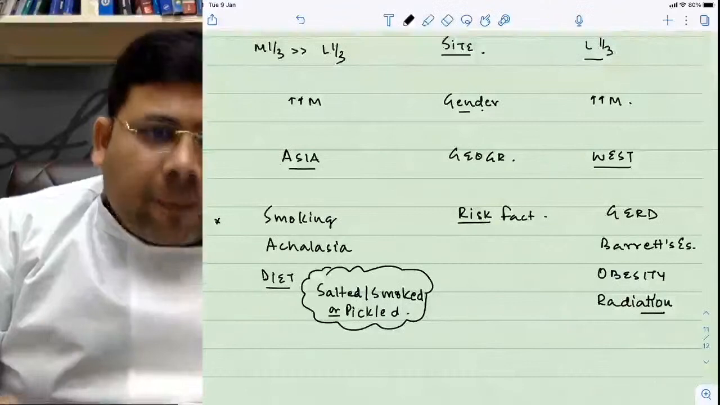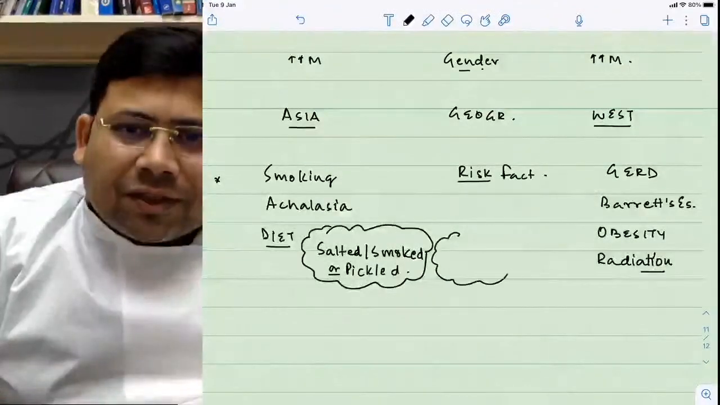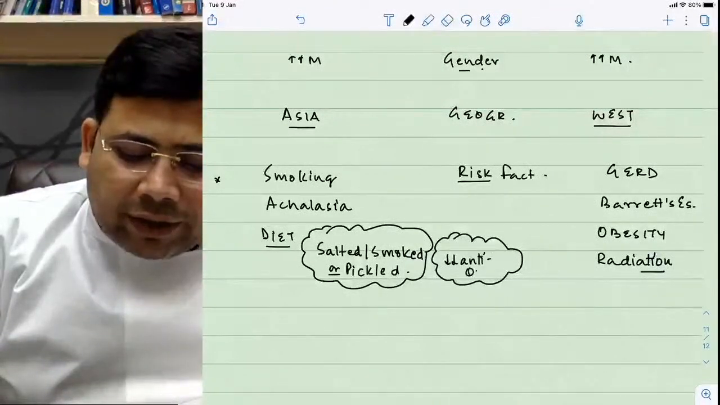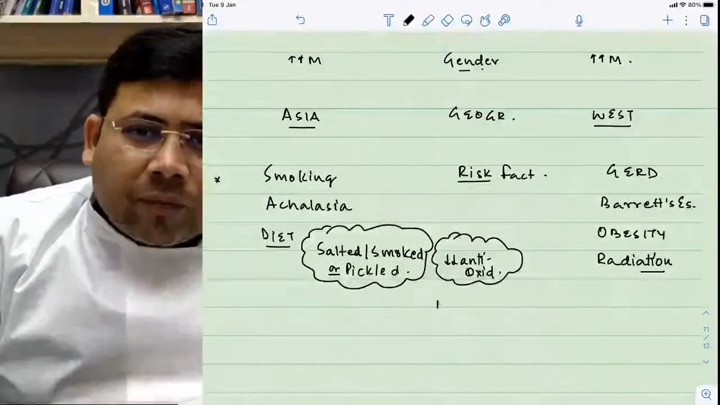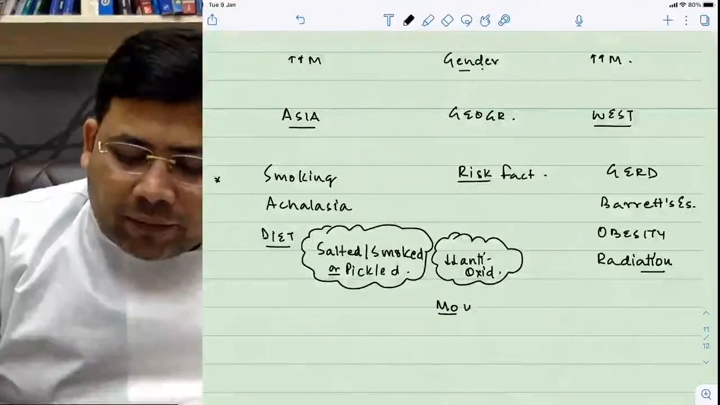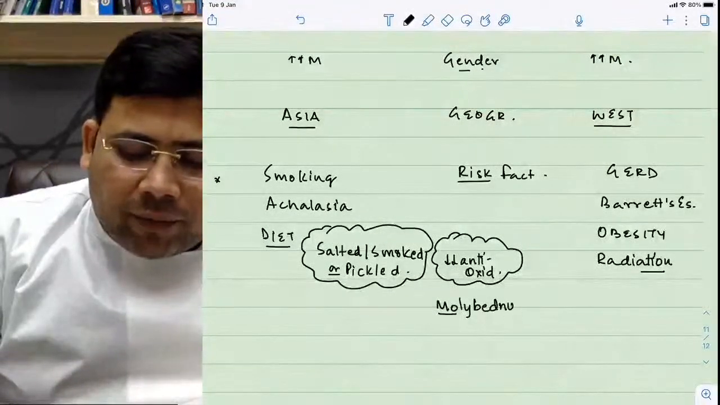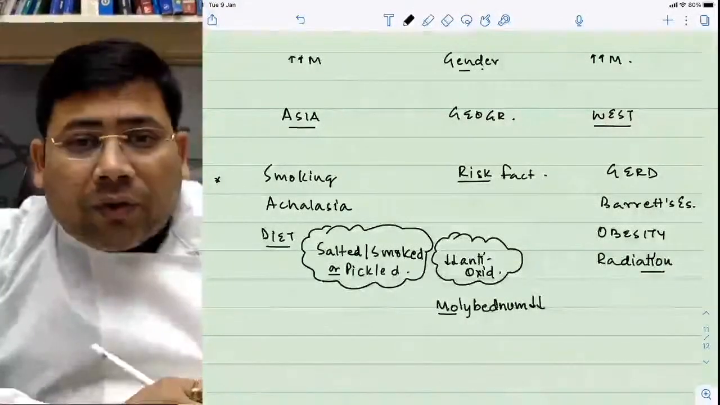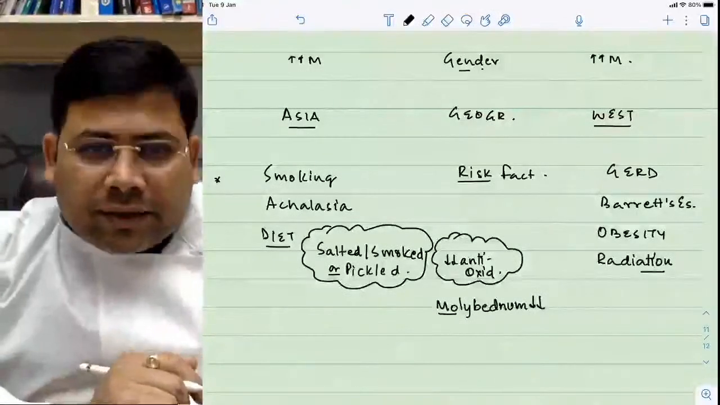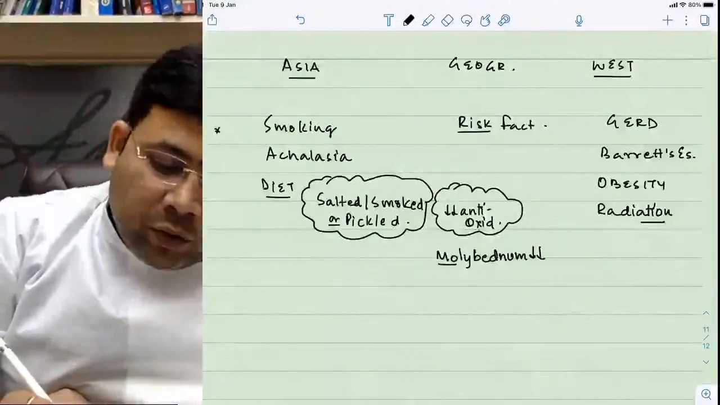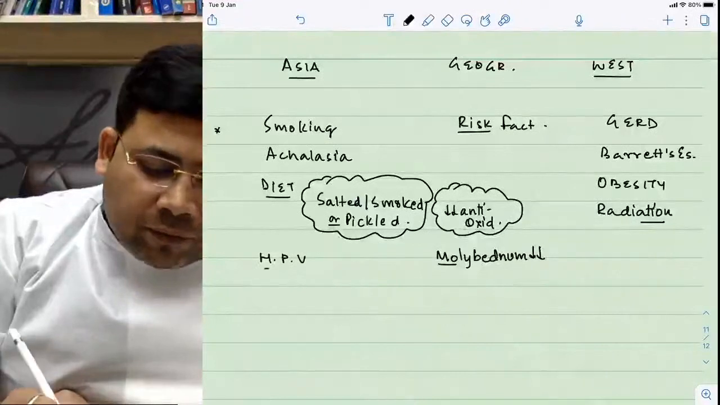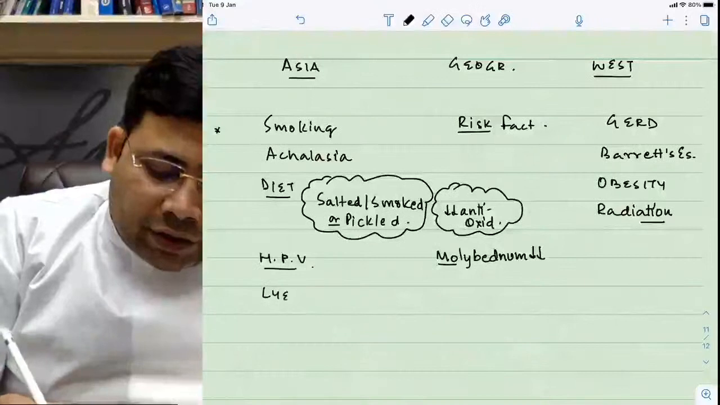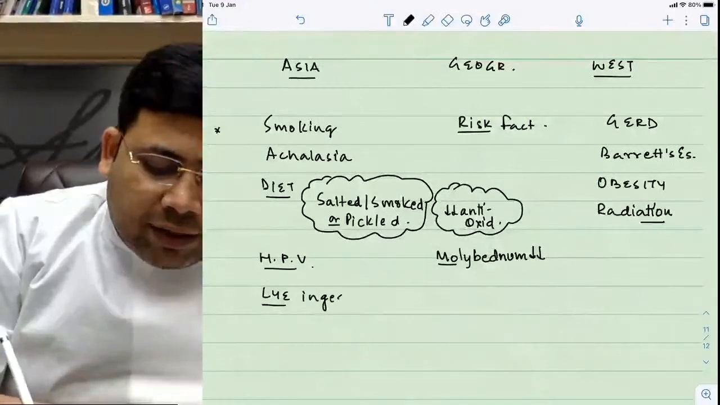One very important thing, a diet which is deficient in what? Antioxidants. So decrease in antioxidants, especially an agent which is known as molybdenum. Molybdenum deficiency is again associated. So barbecue type of diets or pickle type of diets are important. Then human papilloma virus, HPV, is a risk factor. Again, lye ingestion.